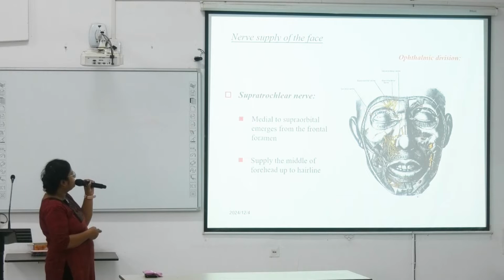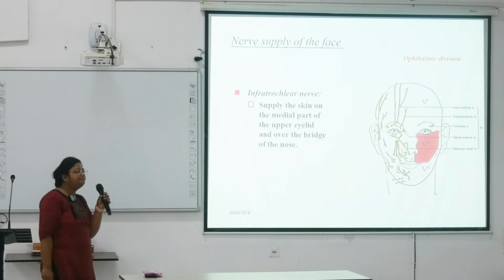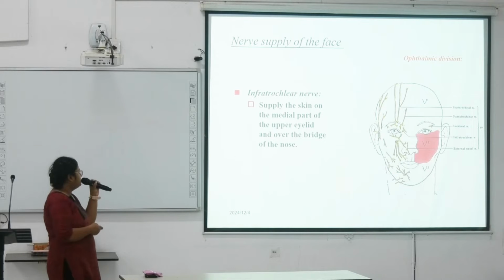Next is the supratrochlear. Medial to the supraorbital will be the supratrochlear nerve. It emerges from the frontal foramen and supplies the middle of the forehead up to the hairline. Next is the infratrochlear nerve. It supplies the skin on the medial part of the upper eyelid and over the bridge of the nose. This part is known as the bridge of the nose.